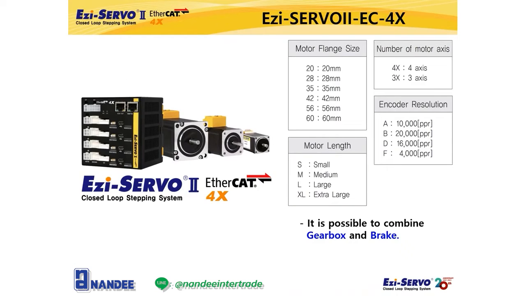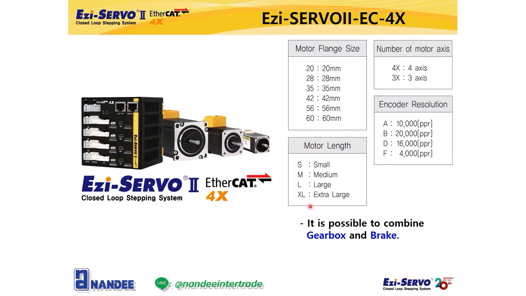First of all, I will explain the combination model name of EZ-Servo 2 EtherCAT 4X. In the example model name, EC means the product using the EtherCAT network, 4X means 4-axis product. Customers can select 3-axis or 4-axis and the size of both drives are the same. You can select the motor from a NEMA 8, 20mm size motor to a NEMA 24, 60mm size motor.